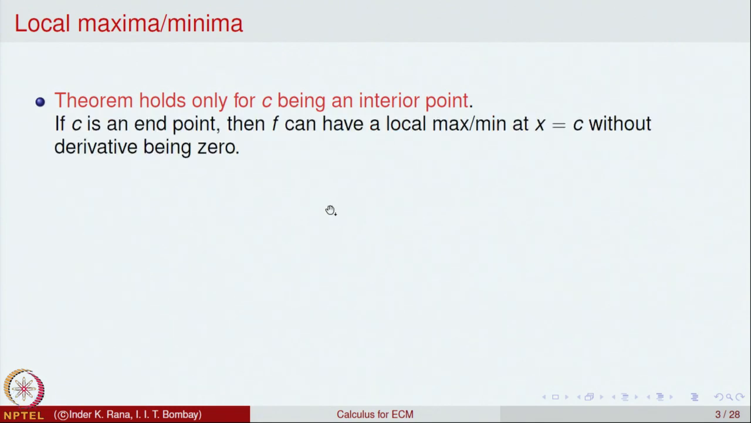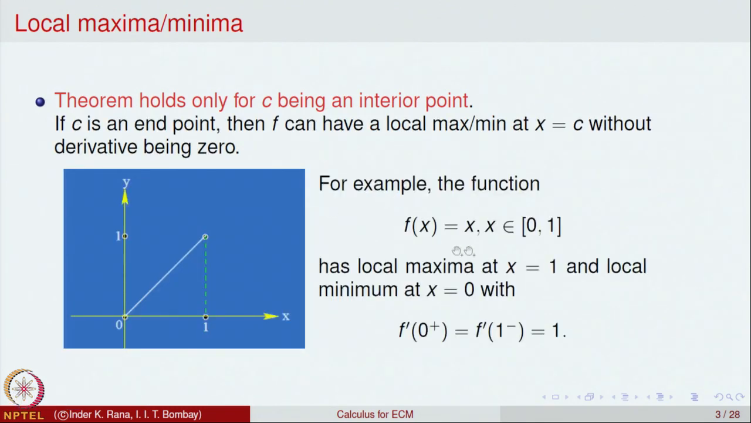So, for example, let us look at this example: f of x is equal to x if x belongs to [0, 1]. So, this is y equal to x, and this is the graph of the function. The function is 0 at 0 and is 1 at 1. If you look at the neighborhood of 0 in the domain of the function, on the right side the values are positive, so they are bigger than 0. So, 0 is a local minima and 1 is a point of local maximum.